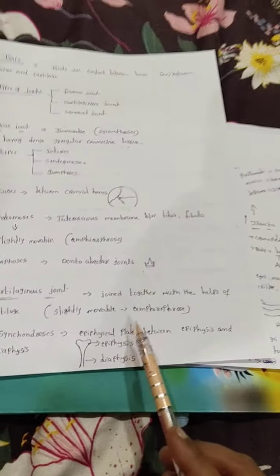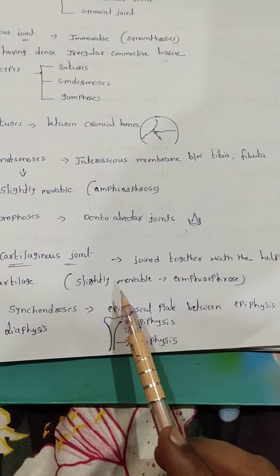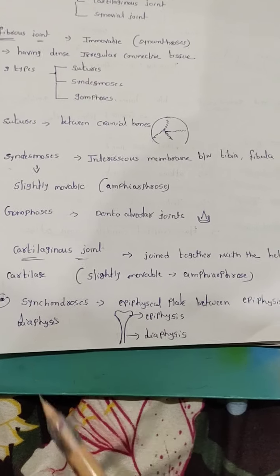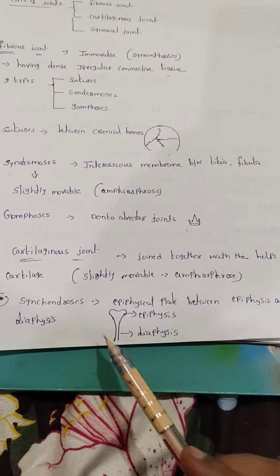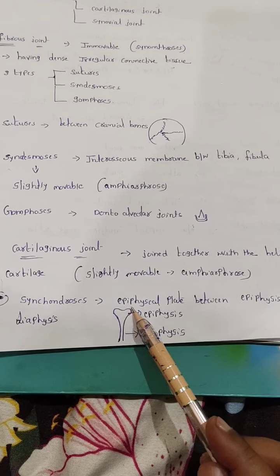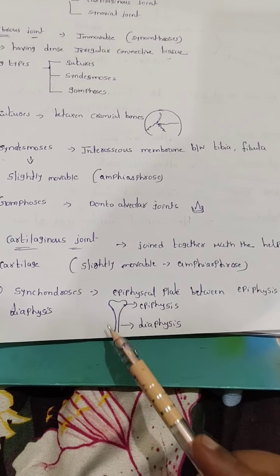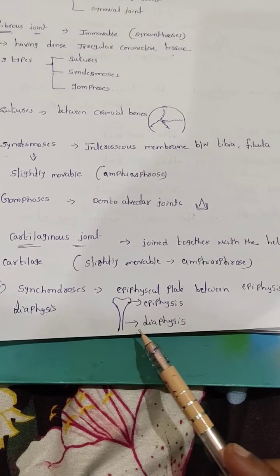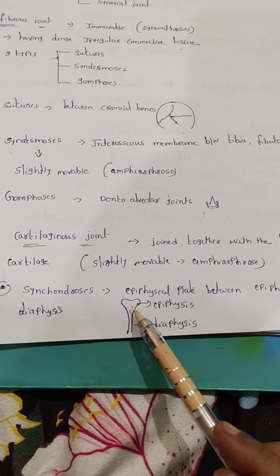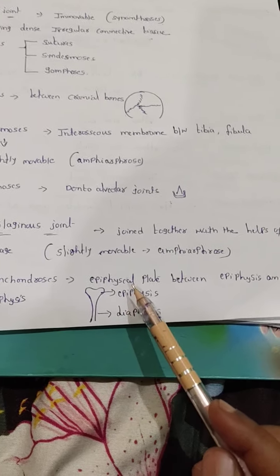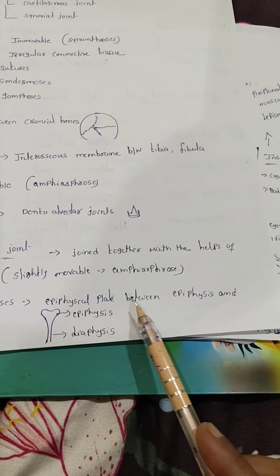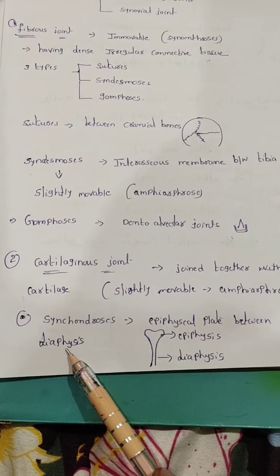cartilage joints. Cartilage joints are slightly movable joints. Where is the location? Synchondrosis. Synchondrosis means, suppose this one is a long bone. In a long bone, the expanded part is called the epiphysis. The long part is called the diaphysis. Between the epiphysis and diaphysis, in this location, an epiphyseal plate is present. The epiphyseal plate is present between the epiphysis and diaphysis.